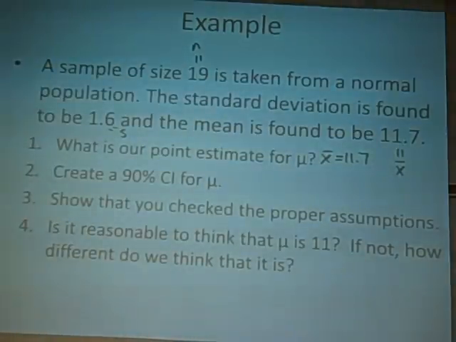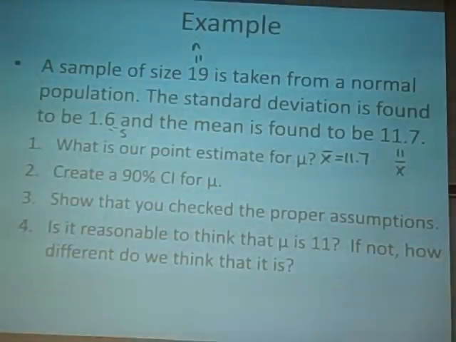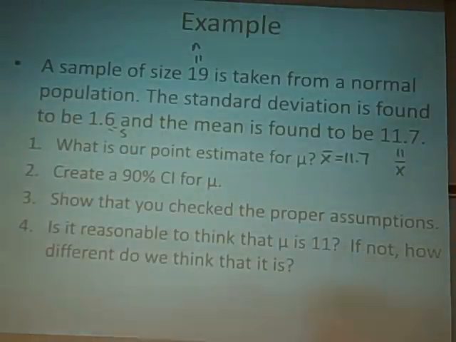All right. Number 2, create a 90% confidence interval for mu. All right, so let's do that. Since we just went over this T procedure, that's probably what we're going to use, right? How would you know if you were just to do this on an exam that you're using the T procedure here? We don't know sigma. We know S, we don't know sigma.